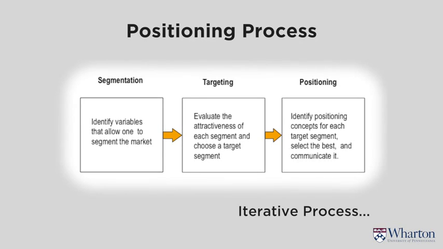So the positioning process says you start with segmentation, the S of STP. Segmentation says that you identify variables that allow one to segment the market. Okay? So we're going to figure out different schemes for how to break up the market into different market segments. The second part, the T, is targeting. You would evaluate the attractiveness of each of these segments, and you choose a segment to target. And the third piece is positioning. Once you get your target segment, you position your brand and your product to meet the needs of that target segment. STP: segmentation, targeting, and positioning.